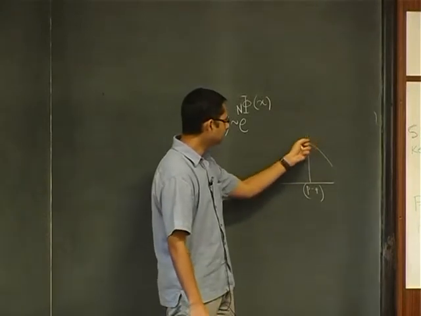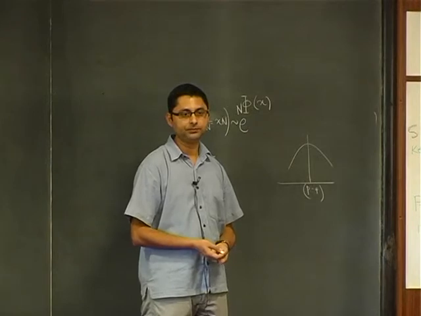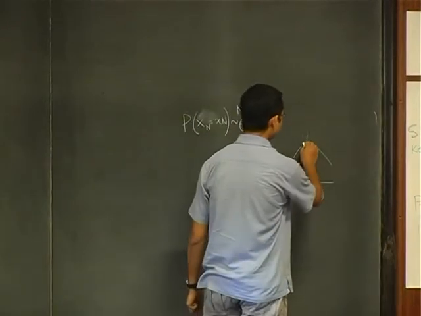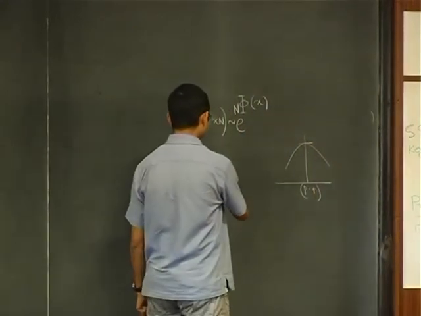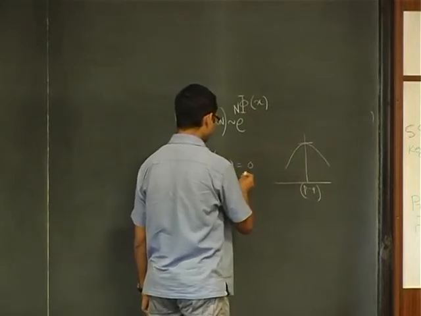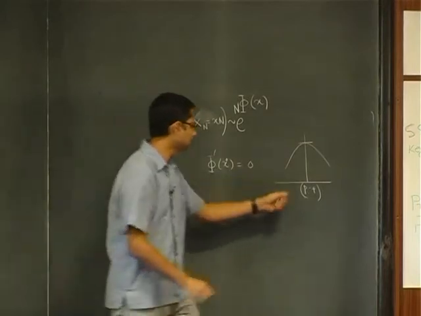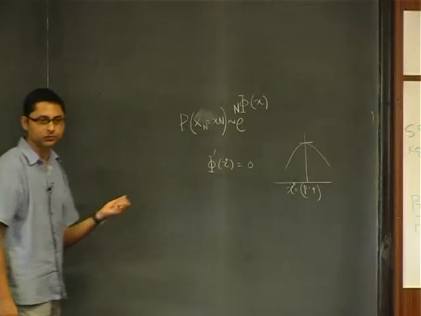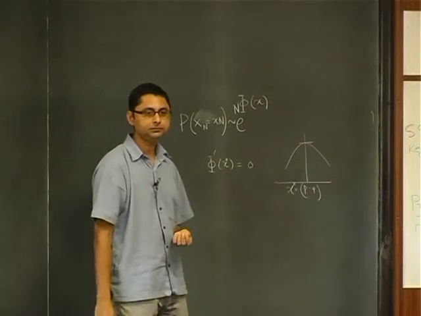But now you have to find out the maximum of this function. So how do you find the maximum? You take a derivative, because near the maximum the slope is 0. So you take a derivative and you find phi prime x is equal to 0 at x star, and this x star is equal to p minus q. So you find the maximum.